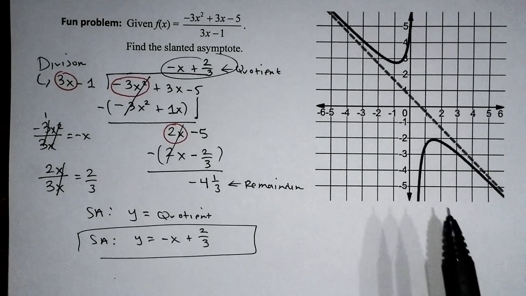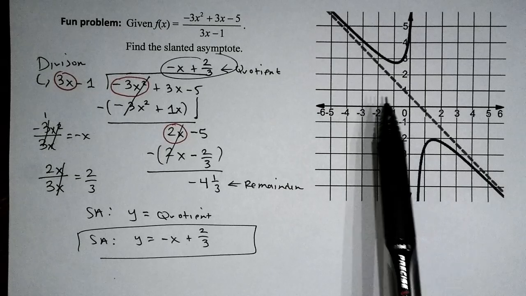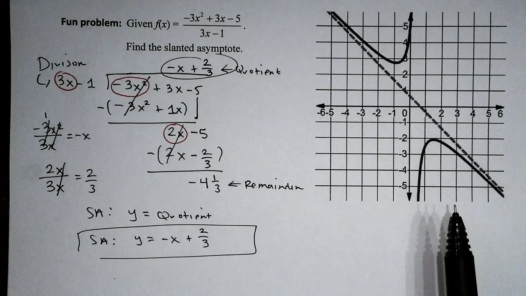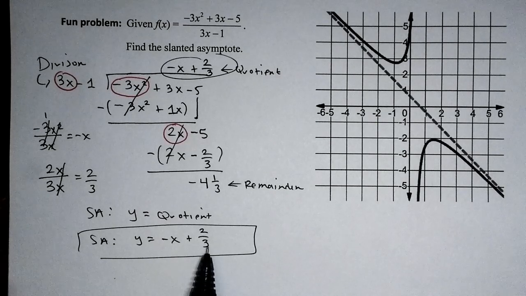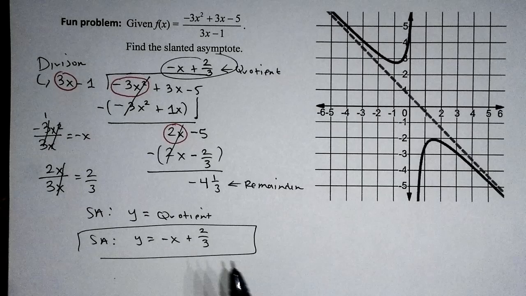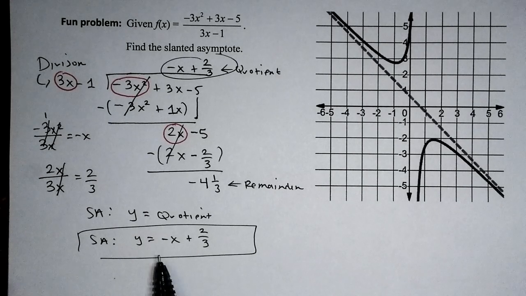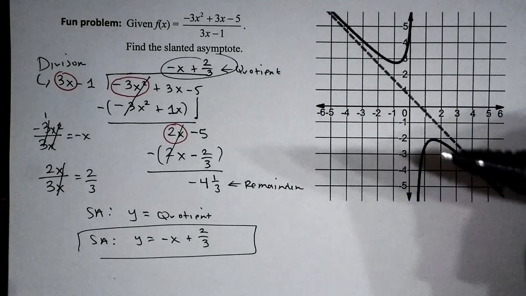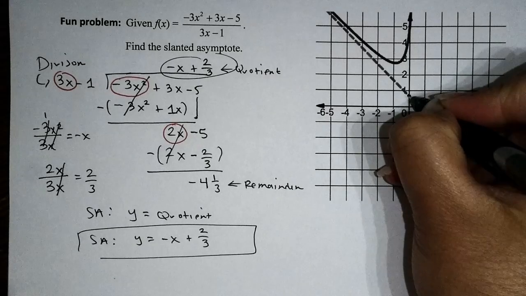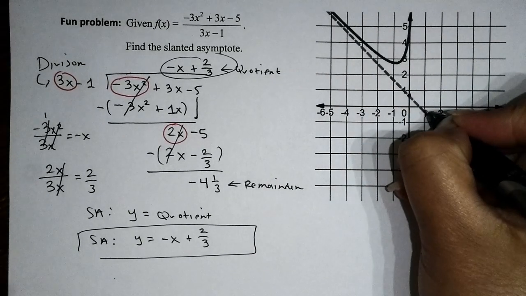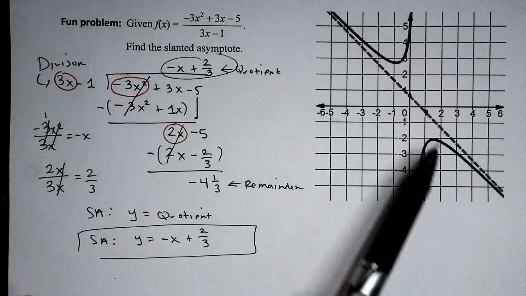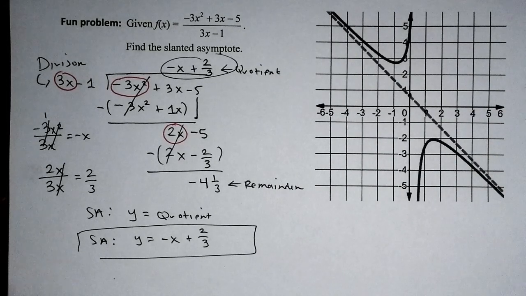So I took the liberty to graph this function using Desmos. By the way, Desmos is awesome. Okay, so we have y equals negative x plus 2/3. If we were to graph this by using the slope and y-intercept, the y-intercept is 2/3 and the slope is negative 1. So we would locate 2/3 on the y-axis, and then we apply the slope. So we go 1 down and 1 unit to the right, and then you have it. That will be the graph of the slanted asymptote. That's my time.